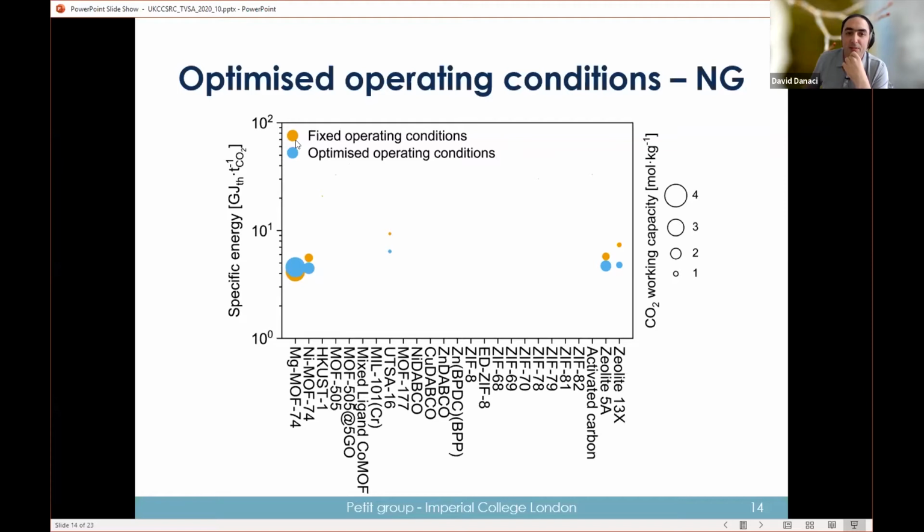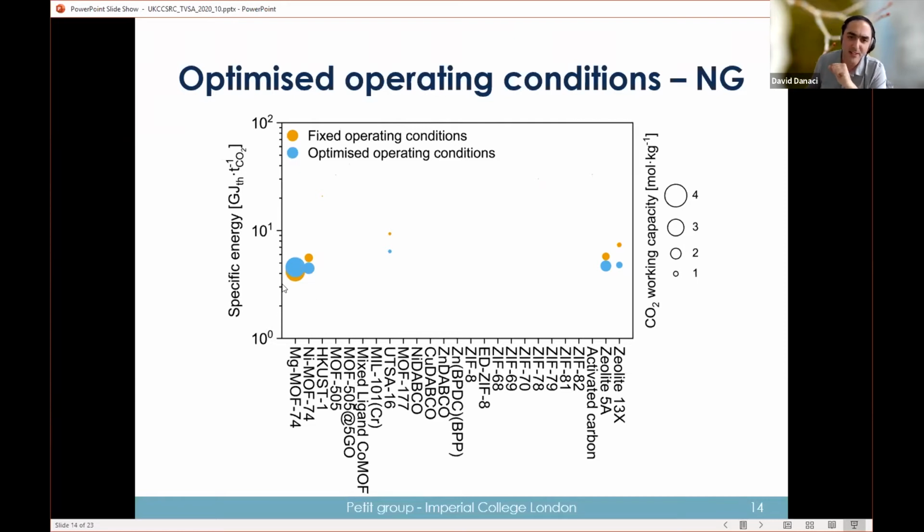In this slide, the orange colored circles are the points from the previous data, and the blue circles are the optimized conditions. We have energy on the y-axis, and working capacity is the size of the circle. So in the case of just taking MG-MOF74 as an example, the purity and recovery were not 95 and 90, they were lower. But apparently there is a combination of operating conditions where you can sacrifice some energy, so increase the energy consumption to then achieve those targets.